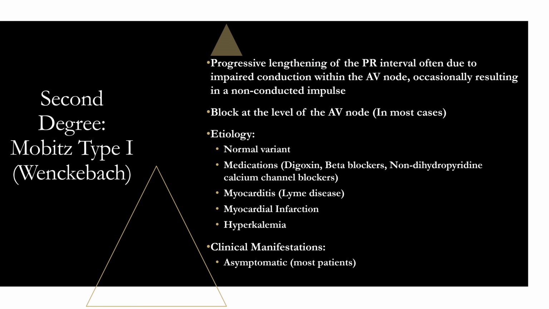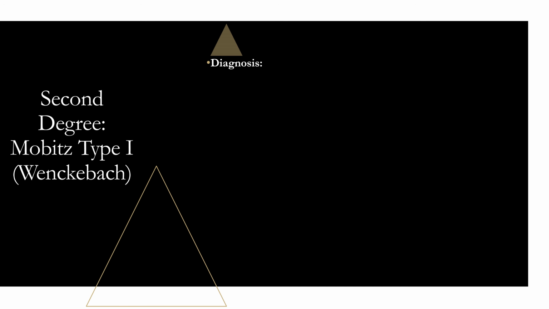Most patients, just like in a first-degree block, are going to be asymptomatic. Second-degree AV block rarely produces symptoms. Now, with that being said, if the sinus rate is slow enough and you have a bunch of non-conducted beats, your cardiac output will decline and you may start to notice some signs of hypoperfusion, such as fatigue, lightheadedness, syncope, angina. But in general, most patients are going to be asymptomatic. Let's talk about your diagnosis next with an ECG.